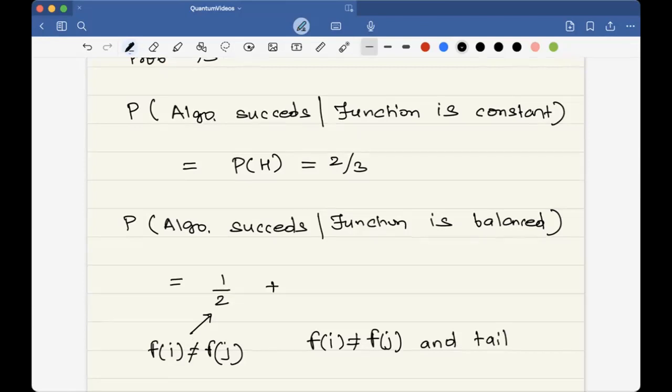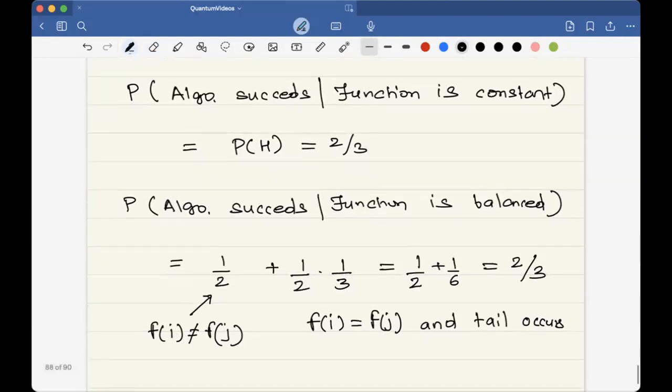Sorry, this should be not equal to, because we are checking the function to be balanced, right? So if this happens, or fi equal to fj and a tail occurs, right? So this will be half multiplied by 1 over 3. So this is equal to 1 over 2 plus 1 over 6, which is also equal to 2 over 3, right? So this will be the probability of success.